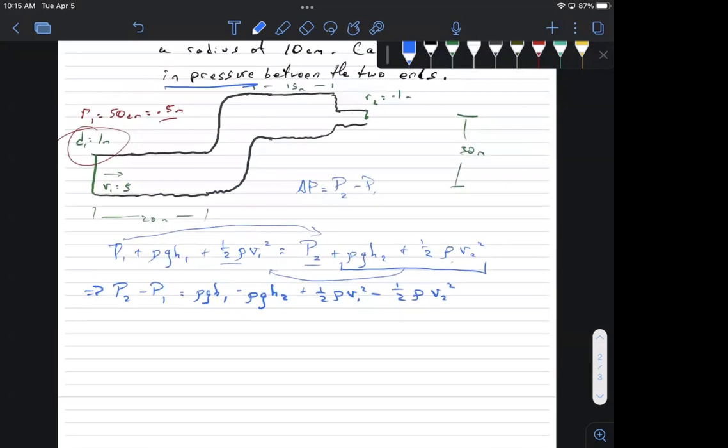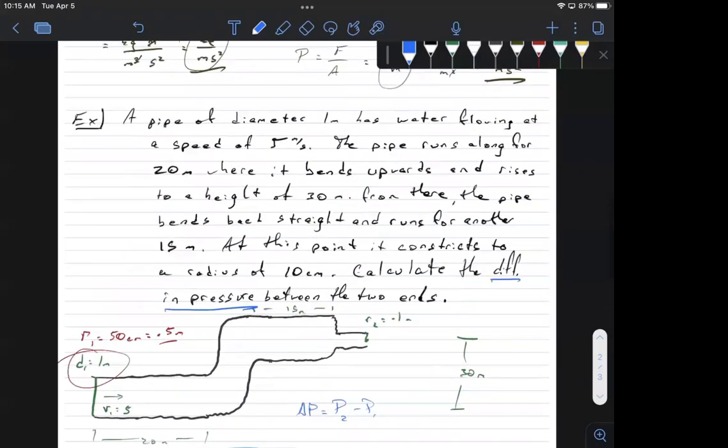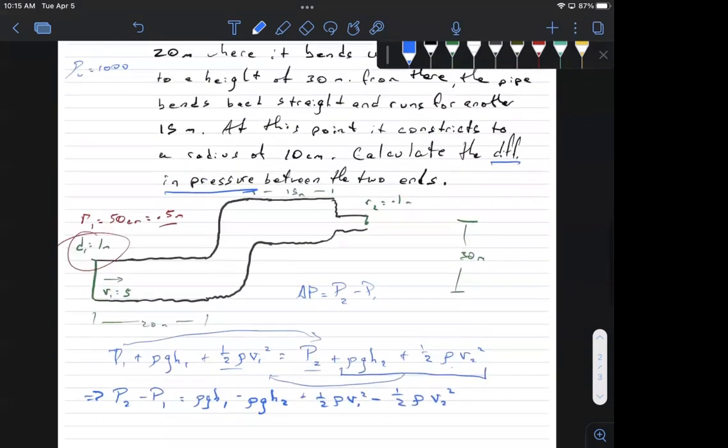Because if I don't know all the numbers, I'm going to have to do some extra calculations first to get the numbers. So rho, I know rho, that's just the density. I'm talking about water, right? Water flowing through it. And I know density of water is 1,000. So I know that number. G, of course, is 9.8.